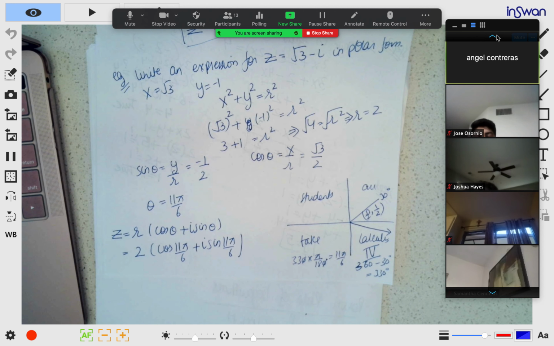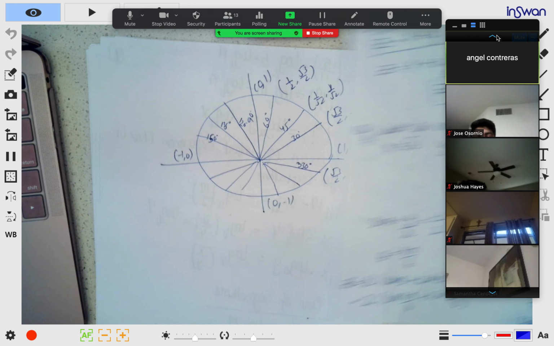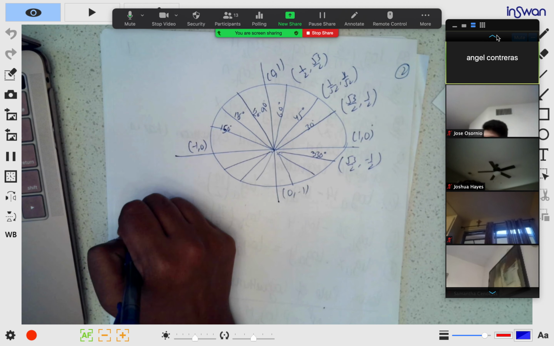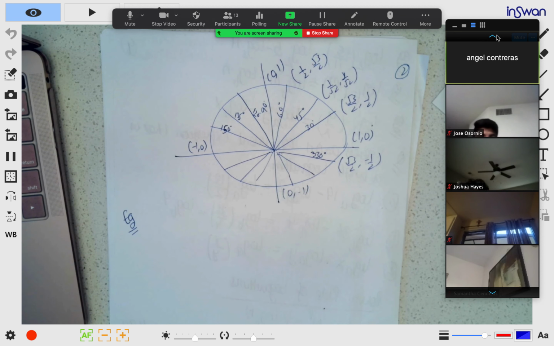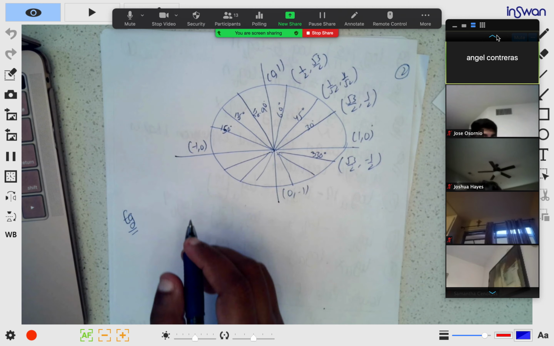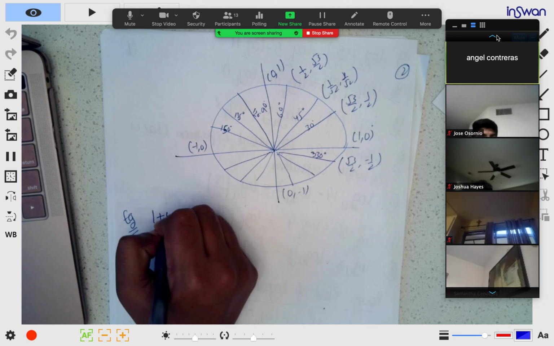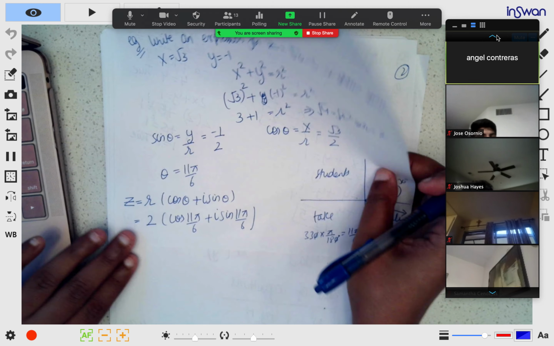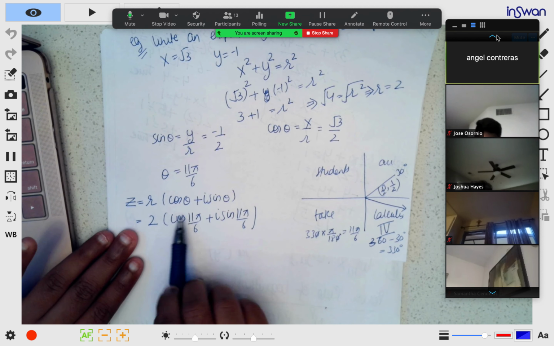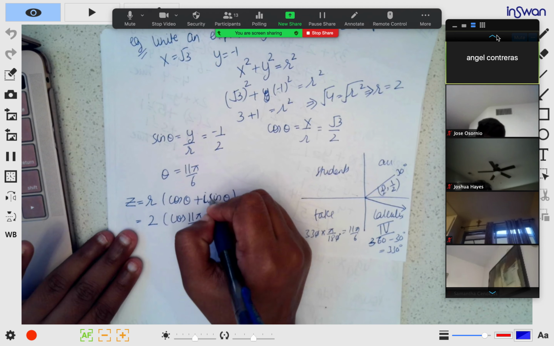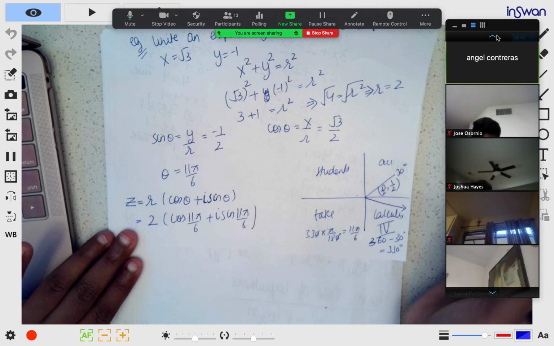Let's do an example on this. Was that 2? Is that i, or is it cosine theta plus i sine theta? Oh, okay, i sine theta.